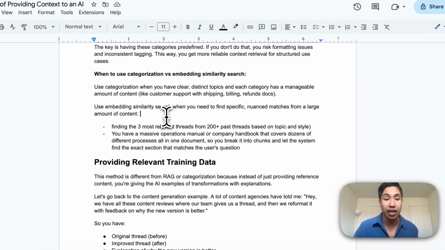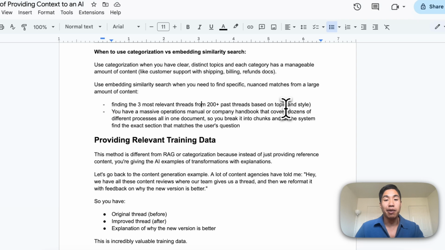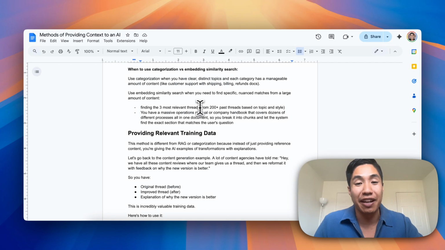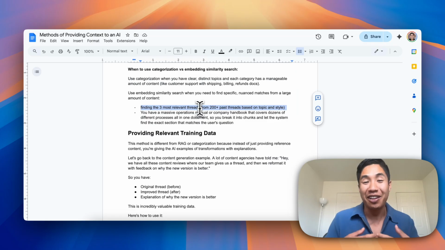Embedding similarity search is good when you need to find specific nuanced matches from a large amount of unstructured data. A good example of this would be finding the 3 most relevant threads from 200 plus past threads based on the topic and style. Because most likely you don't have all your threads categorized by weight loss, lift, back pain, X, Y, and Z. It's not predefined like that. Unless you can go do that, and that might make your life easier, but no one's got time to do that, right?